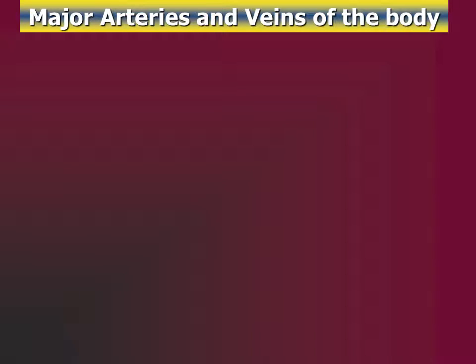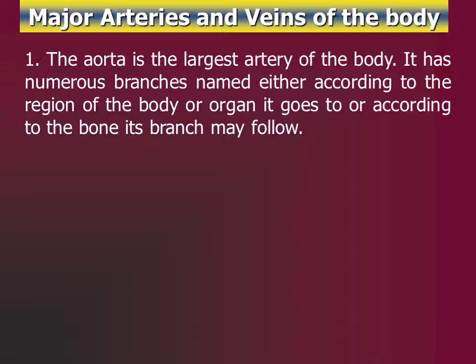Major arteries and veins of the body. The aorta is the largest artery of the body. It has numerous branches named either according to the region of the body or organ it goes to, or according to the bone its branch may follow.